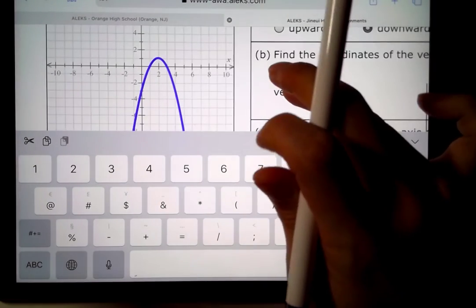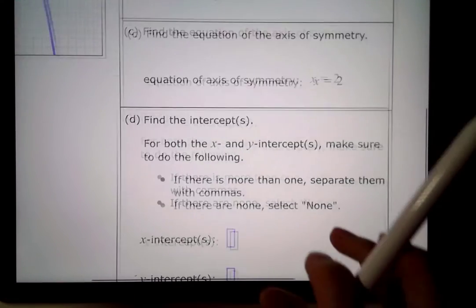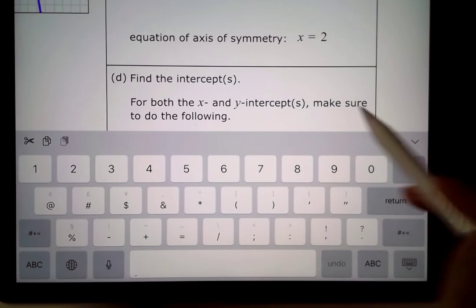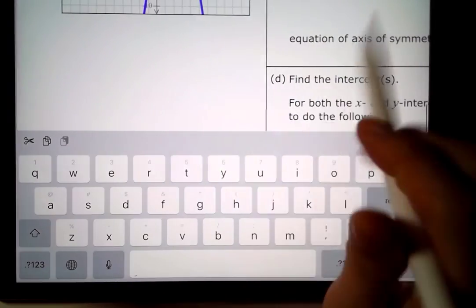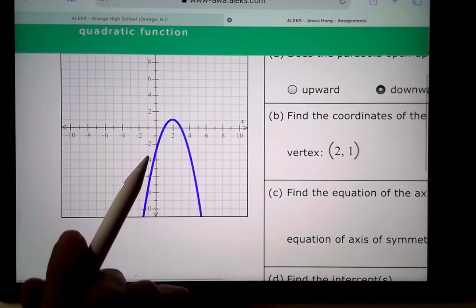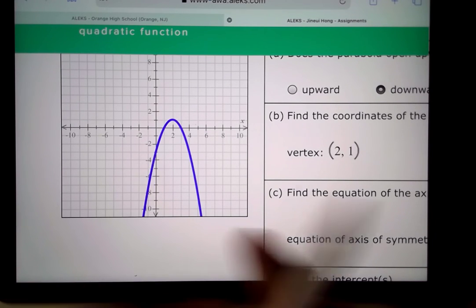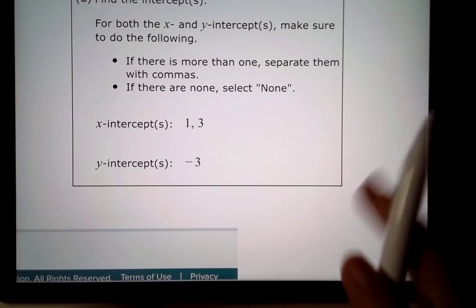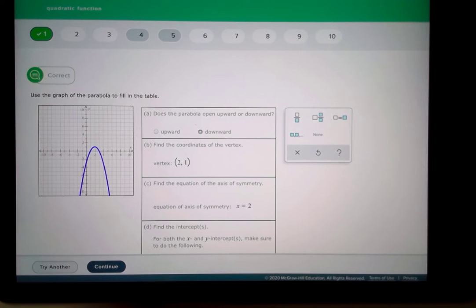So look, let me get the x-intercept first. So do you see 2 points here? 1 and 3, right? So for x-intercepts, you have 2 of them, so you just write 1, comma, 3. So just make sure you don't put parentheses, because it's just 2 separate numbers, all right? And your y-intercept, let's go back to the graph. Do you see it? Your y-intercept is -3. It's right here, -3. So y-intercept is -3. That's it. So you complete everything, then you just check your answer. Okay?